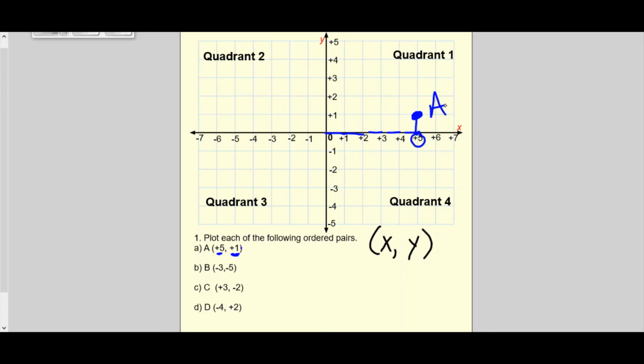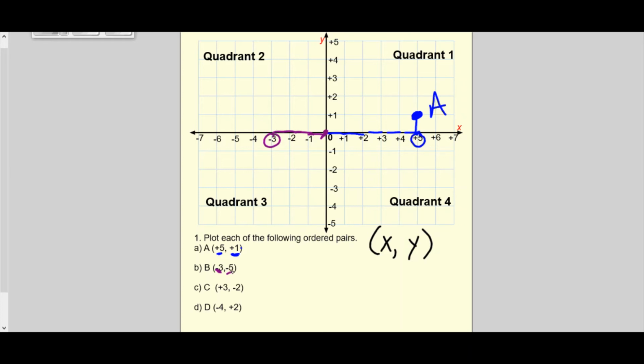Point B, -3, -5. Again, start at the origin. So here's the origin, 0, 0. I have an x value of -3, so start with the negative. So -3 in the x means go left 3. So -1, -2, -3. Or you could have just looked and saw this was -3.